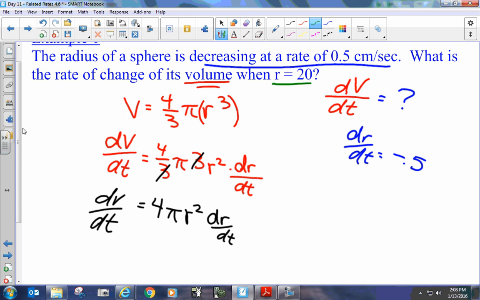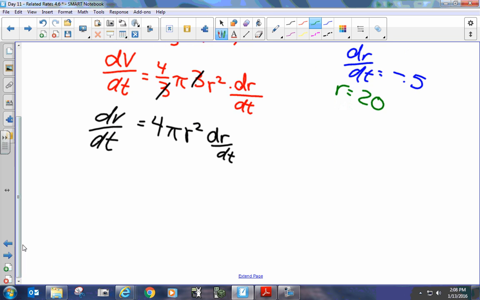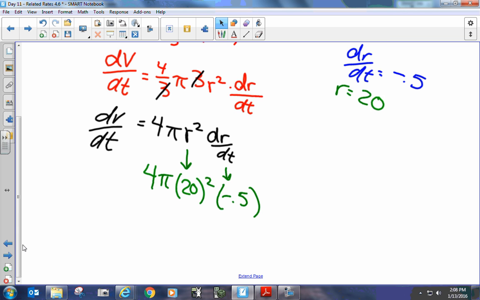Right at the moment, our radius is actually 20. So now, guess what I'm going to do? 4, so 5. My radius is 20 when I'm squaring, and my dr/dt is negative 0.5. Someone give that to me, but leave the pi in there. We'll leave it in terms of pi so it's exact. We're not going to round 3.14. So just leave the pi in there so the answer will be 10 pi, 13 pi, whatever.